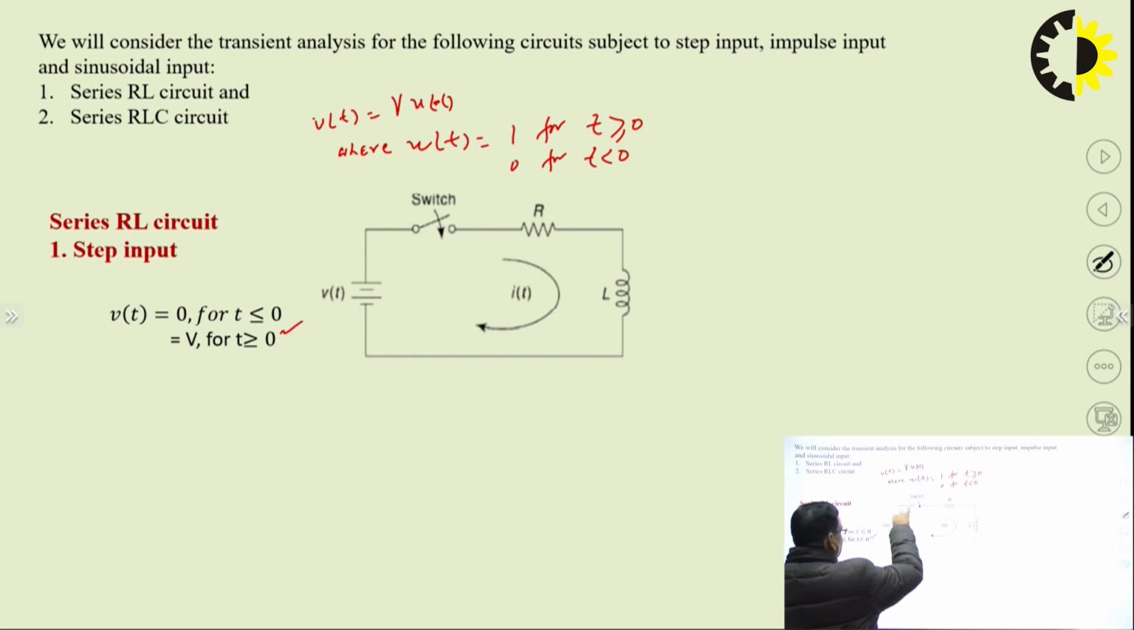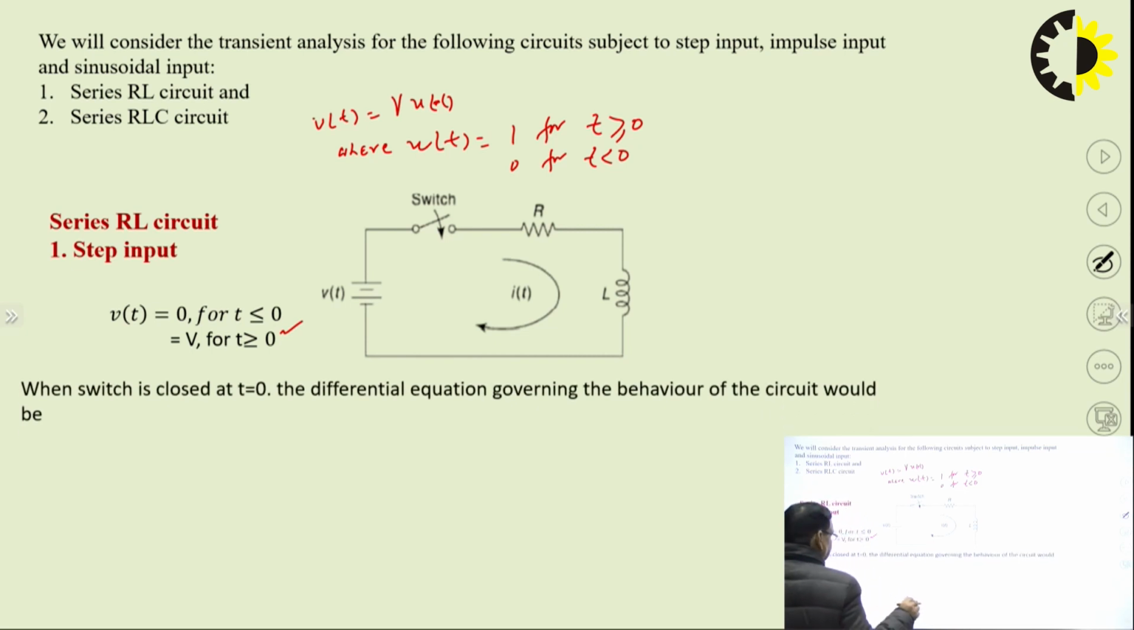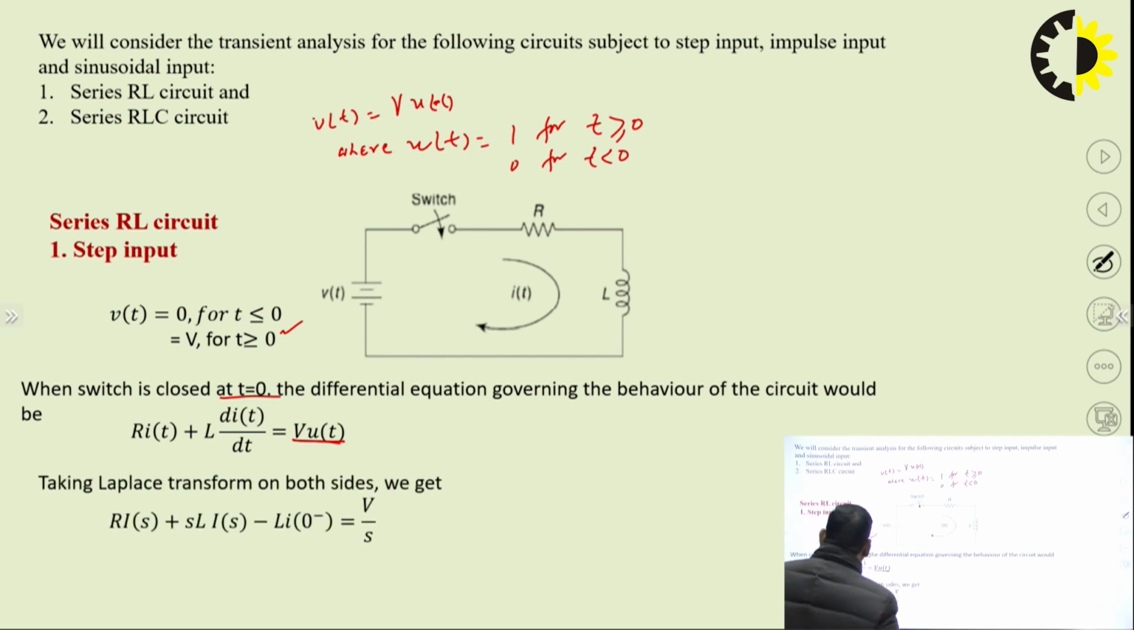When the switch is closed, we apply Kirchhoff's voltage law to write the dynamics of this RL circuit, and it is R i(t) plus L di/dt equal to V u(t). This is the input. Its value is V when t is greater than or equal to 0, and 0 when t is less than 0, when the switch is closed at t equal to 0. Now, take the Laplace transform.